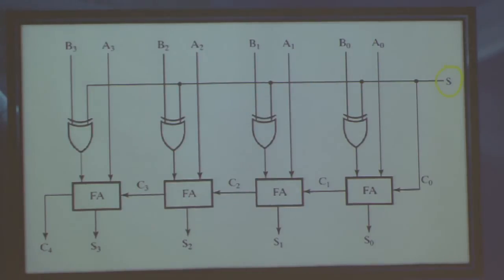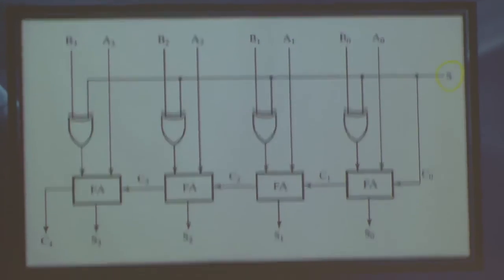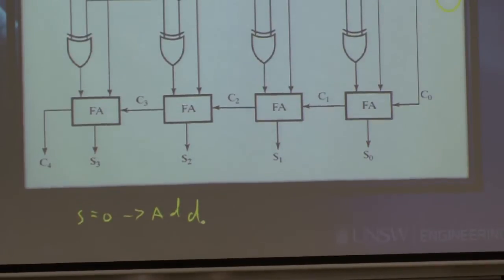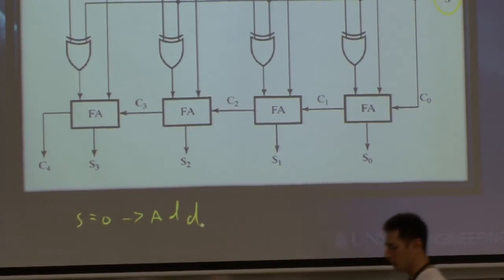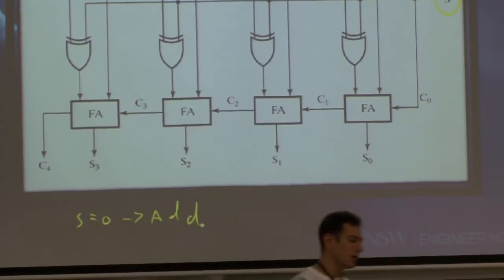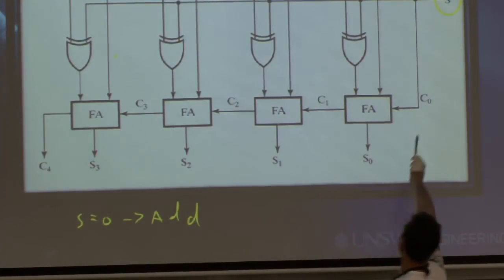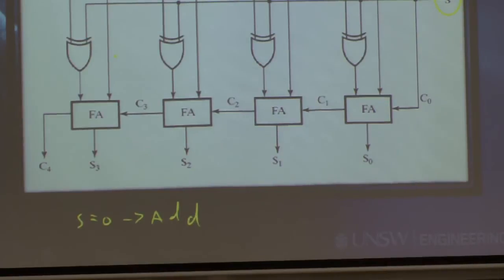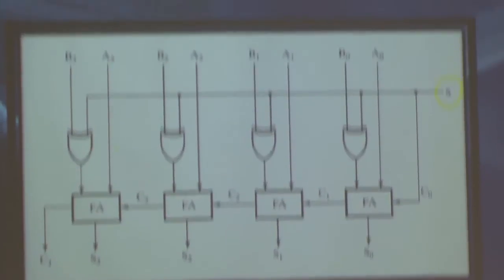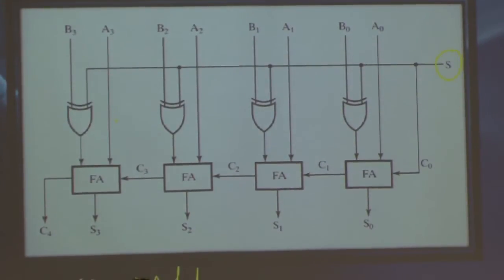If S is 0, then we want to do addition. And this whole circuit just collapses down to the multi-bit adder that we saw on Tuesday. Because anything XORed with 0 will just stay as it is, so we'll just let those B's propagate through. The A's are connected directly to the full adder. The carry in, which is connected to S, will be 0, and this whole thing just becomes a ripple carry adder, in this case for 4 bits.